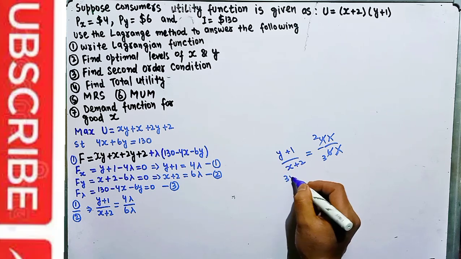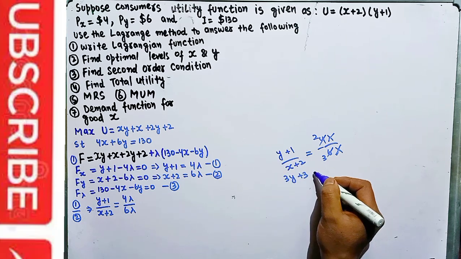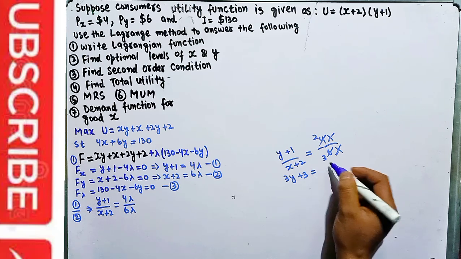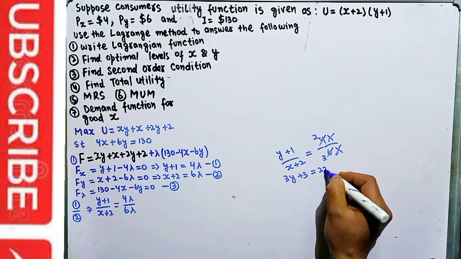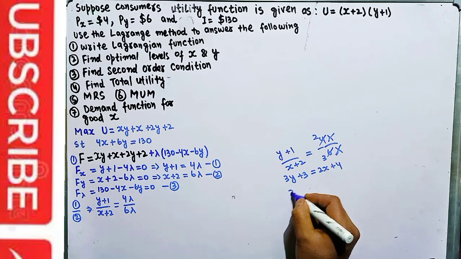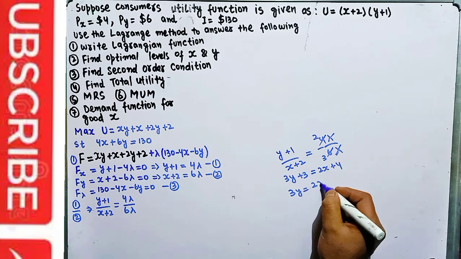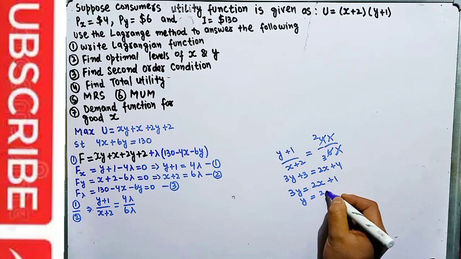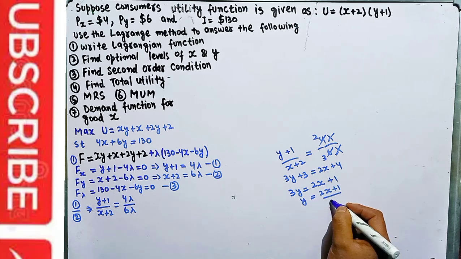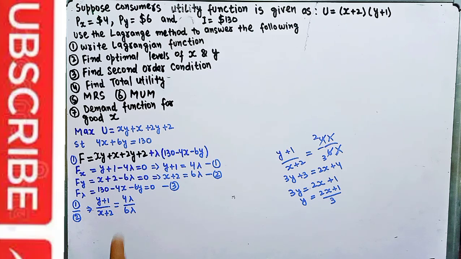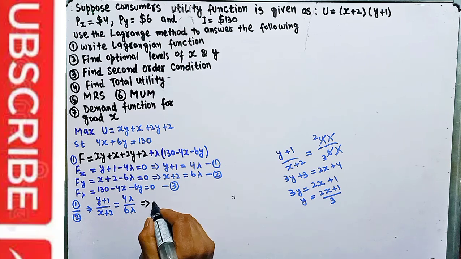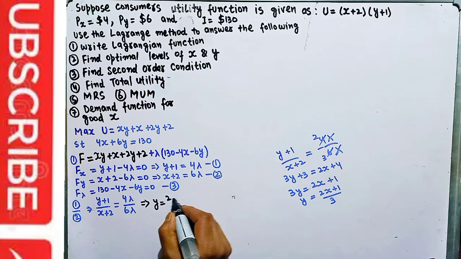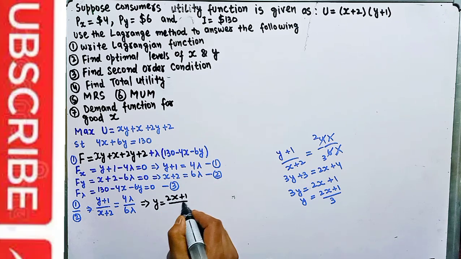That means 3y plus 3 is equal to 2x plus 4, which implies 3y will be equal to 2x. If I transpose this, it will get subtracted, so 4 minus 3 will be 1, which implies y will be equal to 2x plus 1 divided by 3. That means when we simplify it, we will get y is equal to 2x plus 1 upon 3.